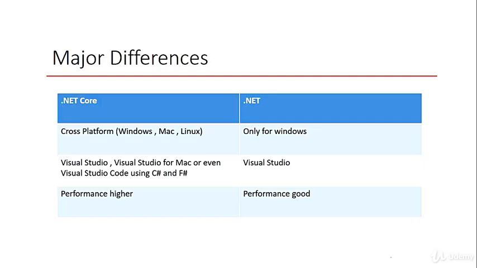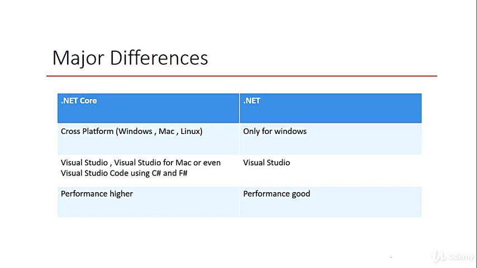Alright, there are some other differences between ASP.NET Core and ASP.NET, so let's talk about these differences. As I already said, ASP.NET Core is cross-platform. It means that you can build your application for Windows, Mac operating system, as well as Linux. On the other hand, in simple ASP.NET, we can only build applications for Windows. The IDE or development tools we can use for ASP.NET Core applications are Visual Studio, Visual Studio for Mac, or even Visual Studio Code using C# and F#. And if we talk about simple ASP.NET, then there is only one option, and that is Visual Studio. Another important aspect is that the performance of an ASP.NET Core application is higher as compared to a simple ASP.NET application. So those are some major differences between these two frameworks.